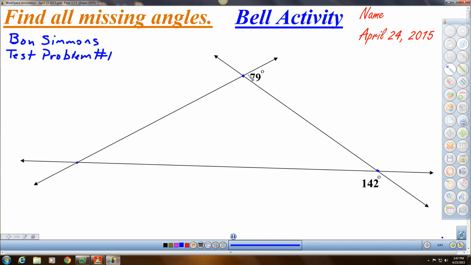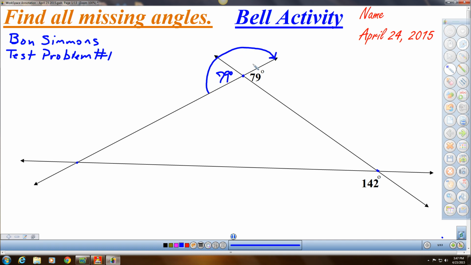79 degrees is this angle, and I know that the opposite angle, which is the vertical angle, which is right across the vertex, will also be 79 degrees. They're congruent to each other. Congruent means that they have the same measure. They're equal. And so I can find the missing angles here, because these lines make 180 degrees.